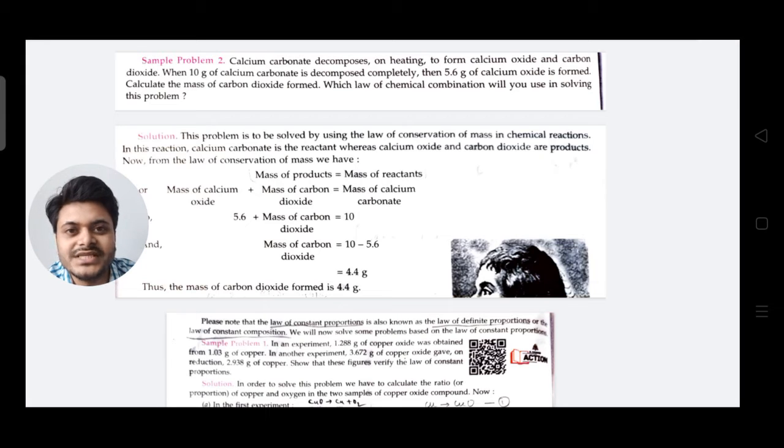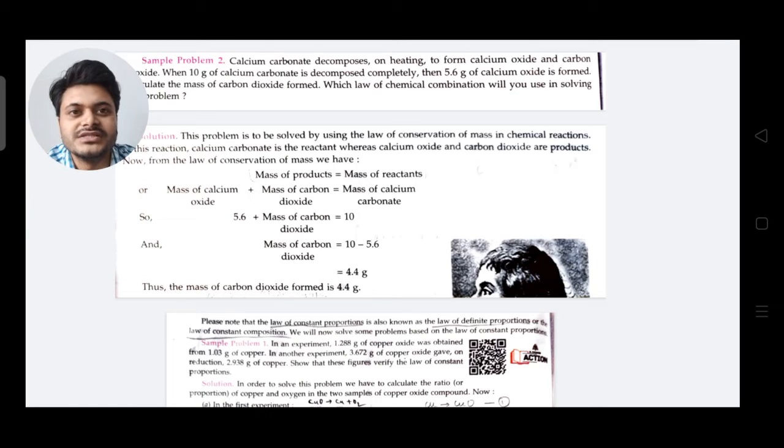Next we move to the second problem, that is sample problem 2. Calcium carbonate decomposes on heating to form calcium oxide and carbon dioxide. When 10 gram of calcium carbonate is decomposed completely, then 5.6 gram of calcium oxide is formed. Calculate the mass of carbon dioxide formed. This is the law of chemical combination we will use in solving this problem. So you can see the solution.